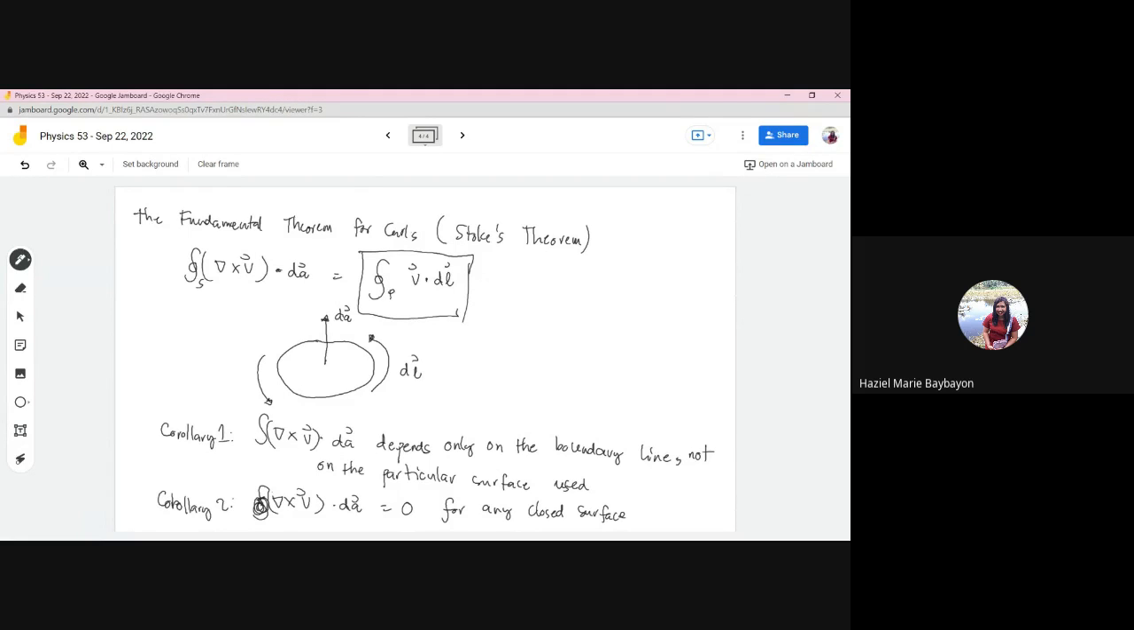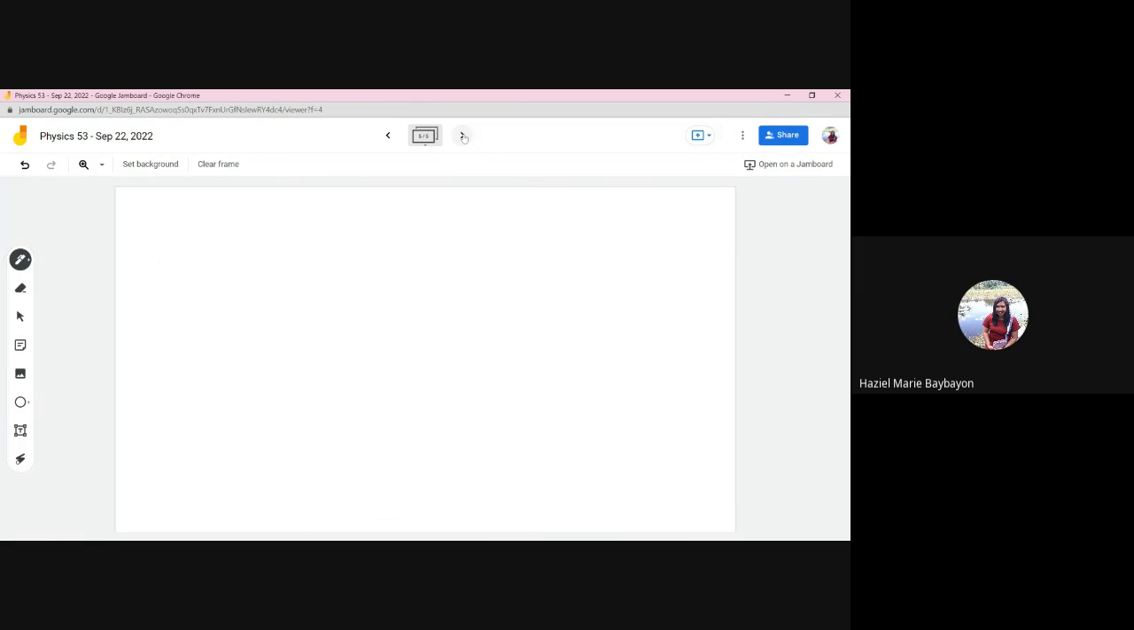Okay. So it's already 8:30, so we can proceed to integration by parts. You will like this one. Okay, so we are done with the fundamental theorems of calculus. So we have three: the fundamental theorem for gradient, for divergence, and for curl. Hopefully we will remember this class if we ever encounter problems later. Okay, so we will proceed to integration by parts.